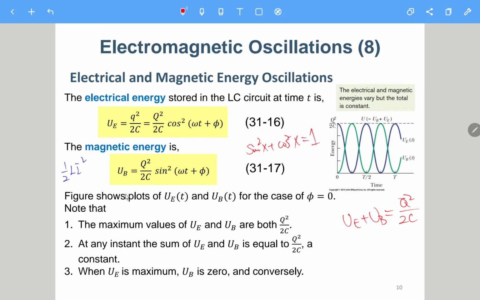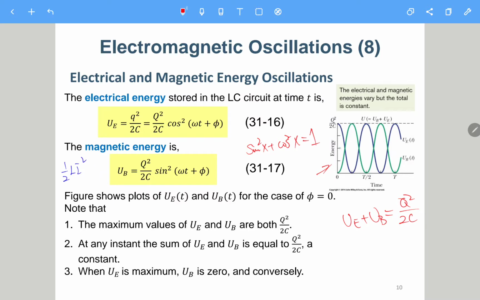Well, I think this figure is not correct. This is cosine squared, this is sine squared, but in this figure they just have opposite signs.